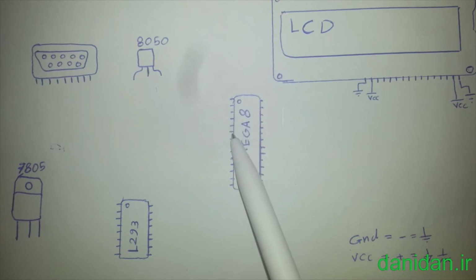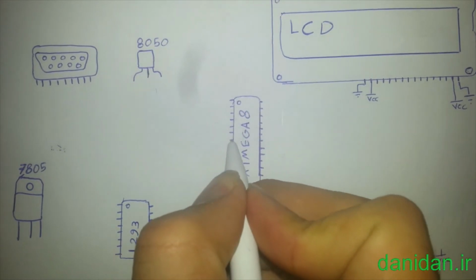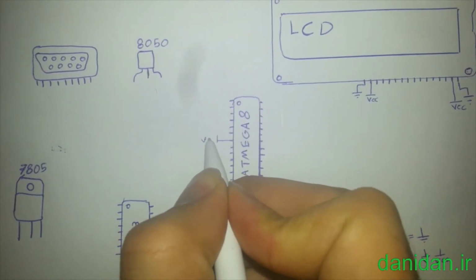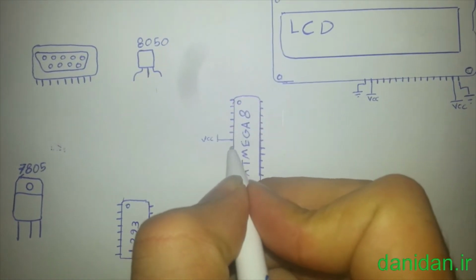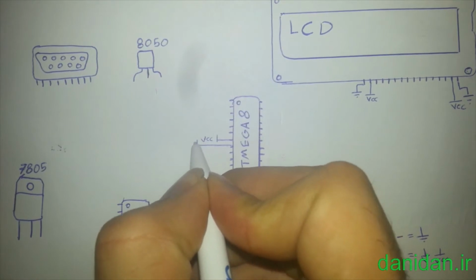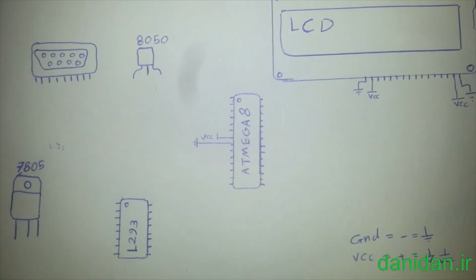So what should we do on a microcontroller? Pins 1, 2, 3, 4, 5, 6, 7 on your microcontroller should connect to VCC, and the 9th pin should connect to ground.